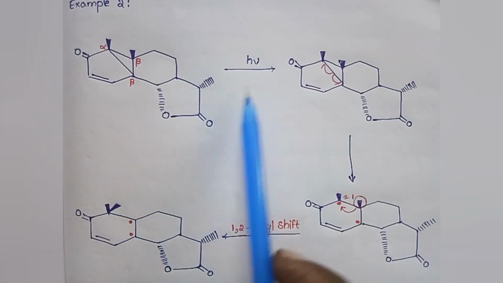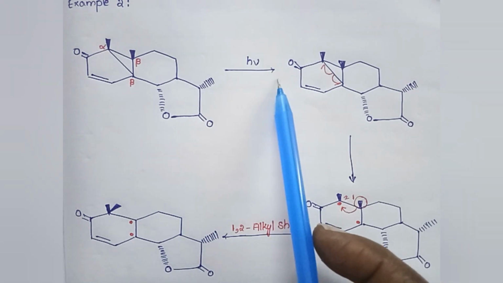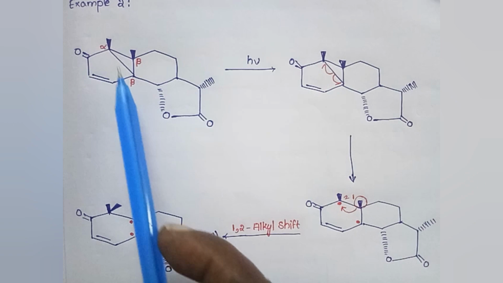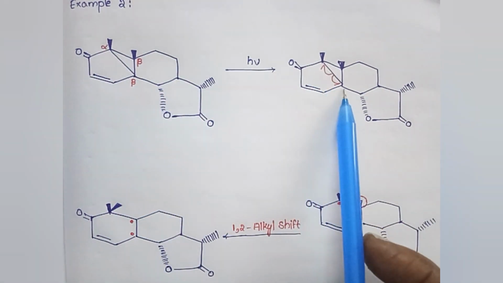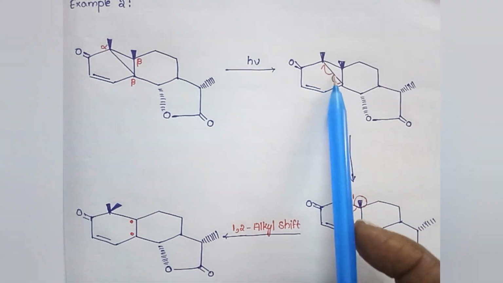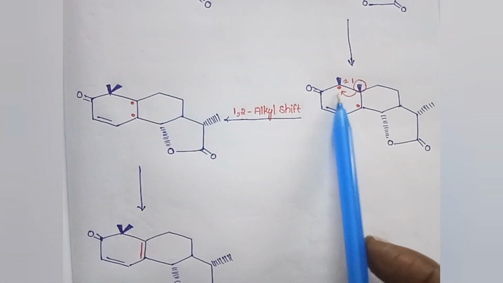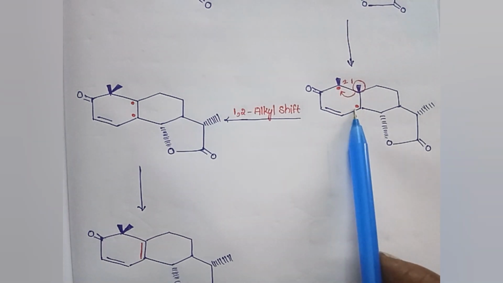Let us see what happens when it is irradiated by UV light. When it is irradiated by UV light, the bond between alpha carbon and beta carbon undergoes homolytic cleavage to form two radicals. This bond cleaves to form two radicals. One radical on this carbon atom and another radical on this carbon atom.